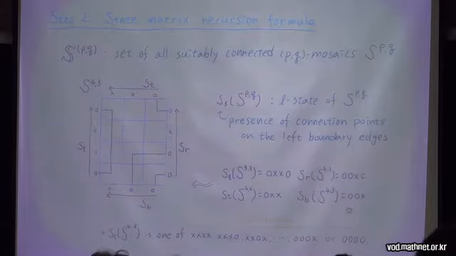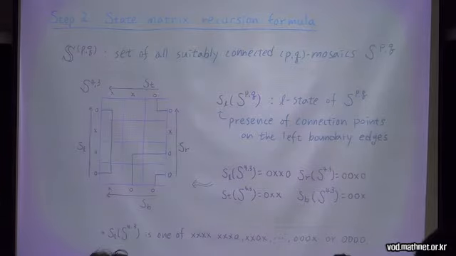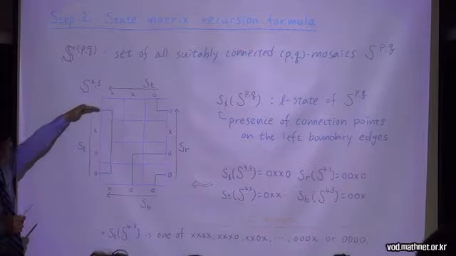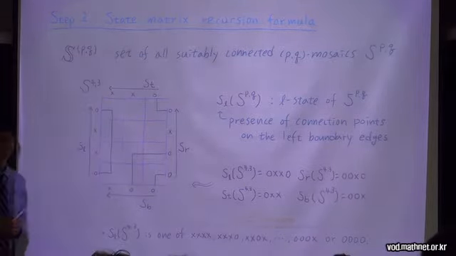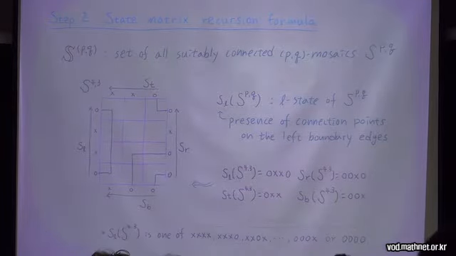So in step 2, state matrix recursion formula. The large S_PQ is the set of all suitably connected PQ mosaics. Here's one example of suitably connected 4-3 mosaics. It has 4 rows and 3 columns and some arcs inside. And then I'll give some notations.